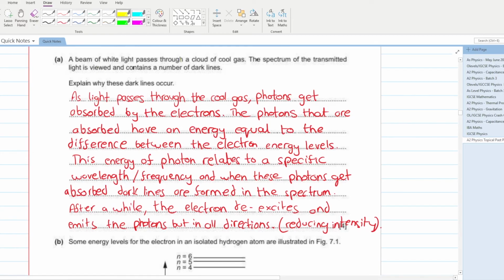A beam of white light passes through a cloud of cool gas. The spectrum of the transmitted light is viewed and contains a number of dark lines. Explain why these dark lines occur. So what can you say?